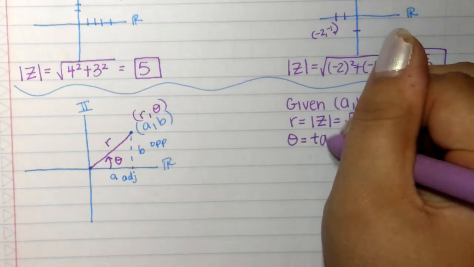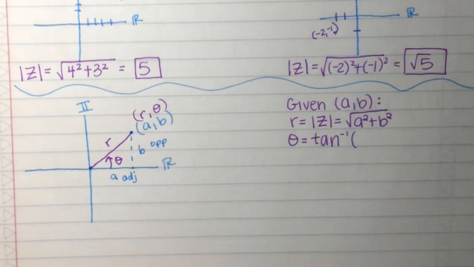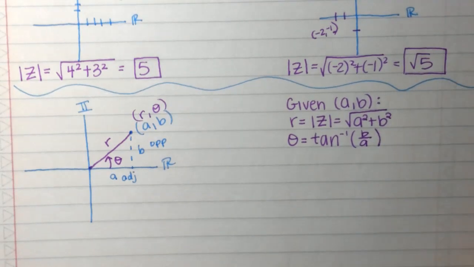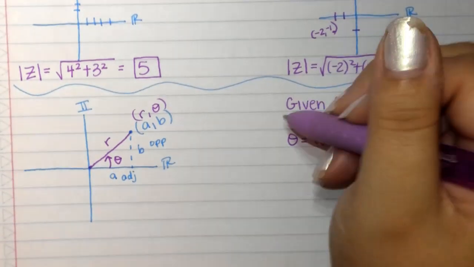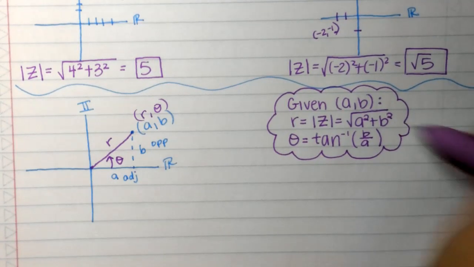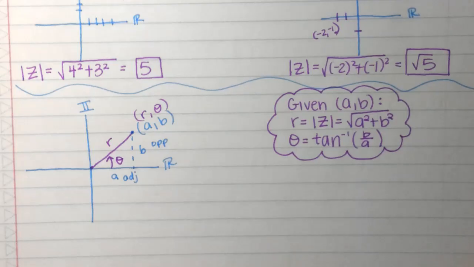Inverse tan. Of what? B over A. Inverse tan of B over A. Why B over A? Because tangent is TOA, opposite over adjacent. So if you are given AB to find R and theta, these are the two formulas you're going to use. Does that make sense? A little bit?